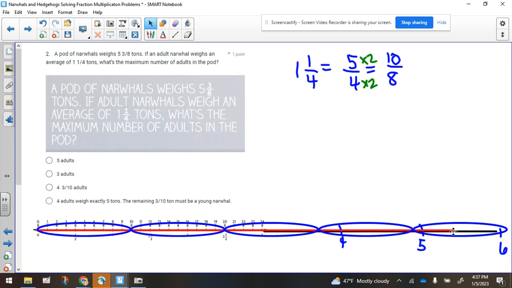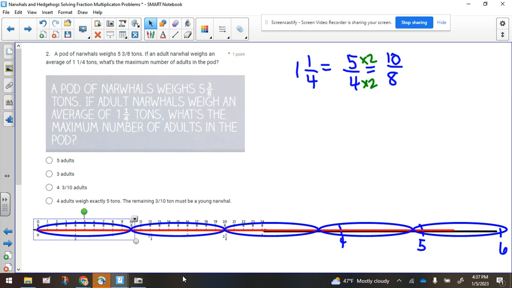Now, we do know that one of the narwhals weighs an average of 1 and 1/4 ton. For modeling purposes, we should rethink this as eighths so we can model it on the number line. 1 and 1/4 as an improper fraction would be equal to 5/4. And if we rename this as eighths, we multiply both by 2 to get 10/8. Do you see how this little blue oval represents the one narwhal, which is 10/8, which again is equal to 1 and 1/4?